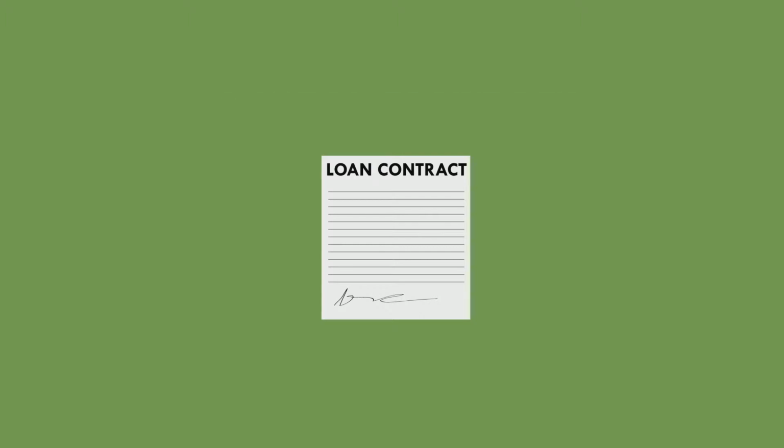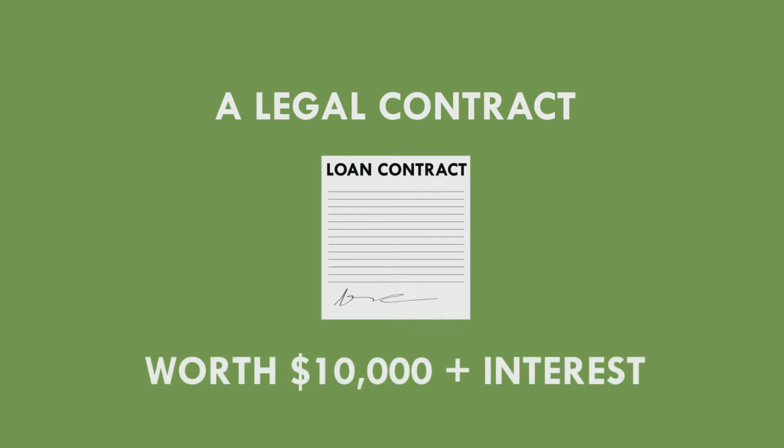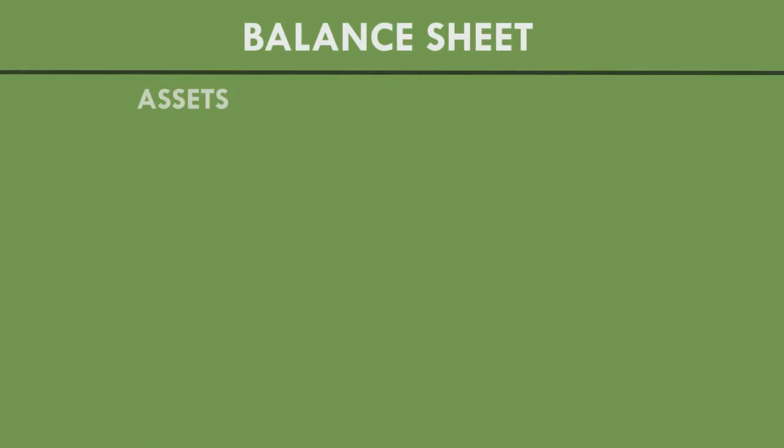This means that it is a legal contract that is considered to be worth $10,000 plus the interest. This means it's an asset, and Bank of America can record the loan on its balance sheet. Now, if you haven't come across a balance sheet before, don't worry. It's pretty simple. There are two parts to a balance sheet. One half records all the things that the bank owns. This could be money, financial products like bonds and derivatives, bank buildings, computers, and most importantly, the loans it's made.